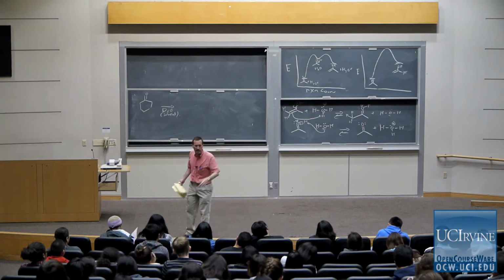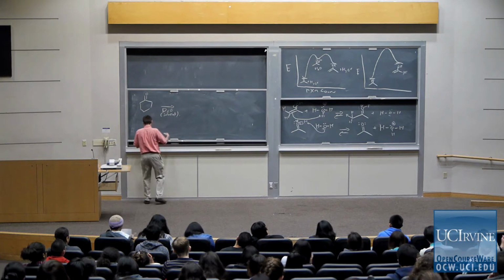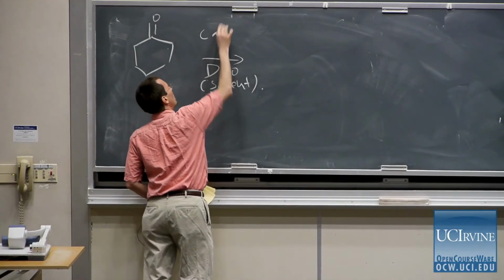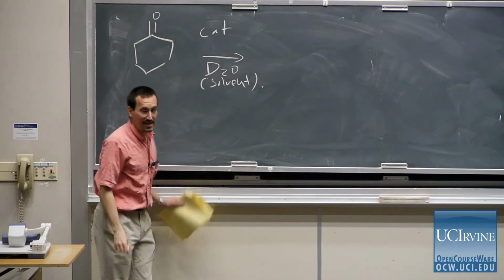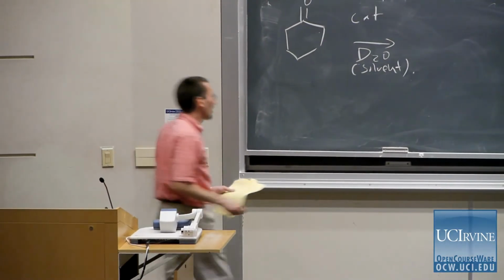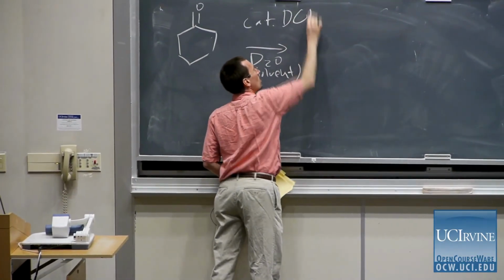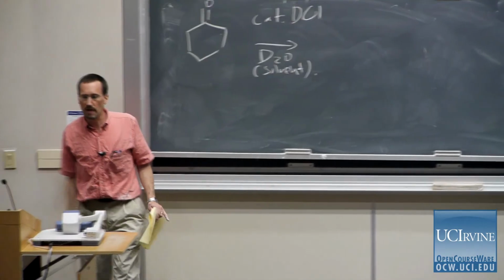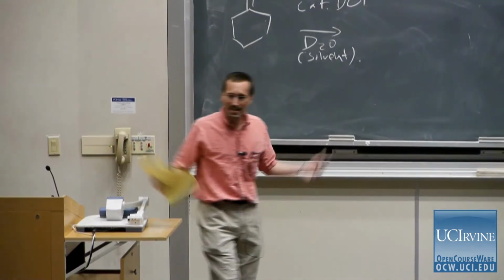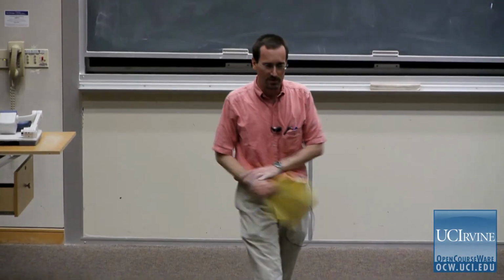If we treat our cyclohexanone with D2O and a little bit of catalytic acid, I'm going to get away from H3O plus and D3O plus for a second to remind us one actually has to go into the laboratory and get a real compound. I've written DCl. DCl is just hydrochloric acid made with deuterium.